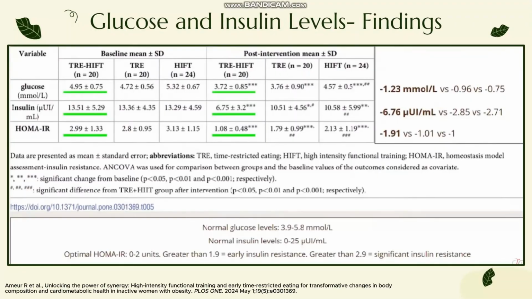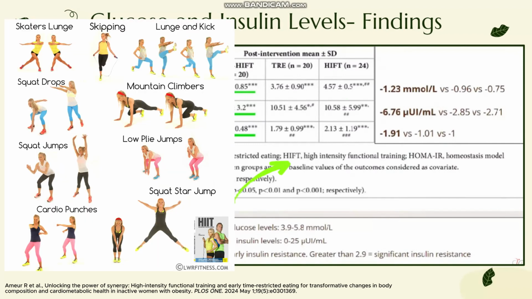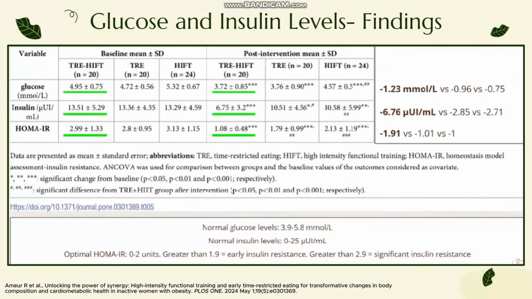Now, moving on to the next slide, we're going to look at a study where researchers examined how time-restricted eating, high-intensity functional training, which is HIFT, and a combination of both impacted inactive women with obesity. Specifically, we're going to look at 3 important markers of metabolic health: blood glucose, insulin levels, and insulin resistance. Insulin resistance will be measured by HOMA-IR in this study.